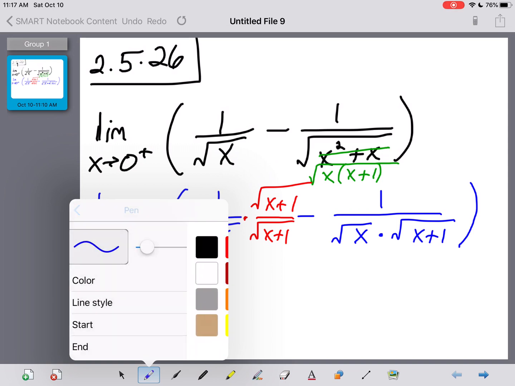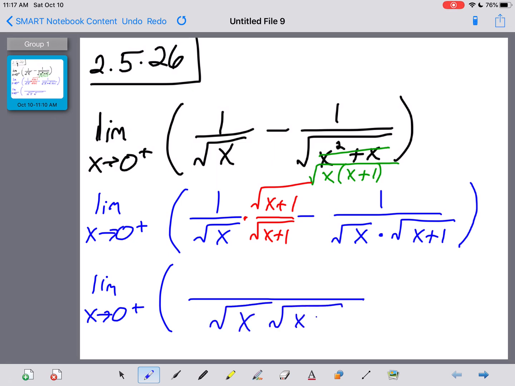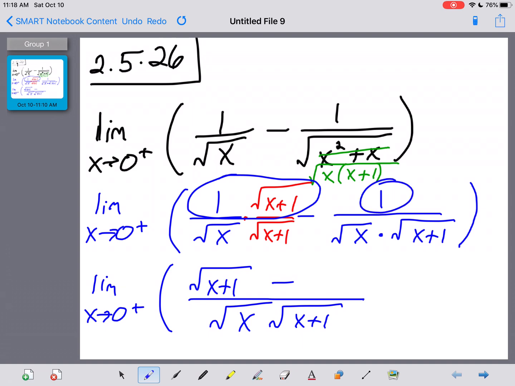So where are we now? Let's see here. We are still at a limit as x is approaching 0 from the right of, and all right, to try to speed things up just a little bit here, guys, these two fractions now have the same denominator. So I'm going to go ahead and put them together here with their common denominator, which is the square root of x times the square root of x plus 1. Now in the numerator, the first term of that numerator is going to come from this product here, which is just the square root of x plus 1. And then minus, well, that term right there is the second part of our numerator.